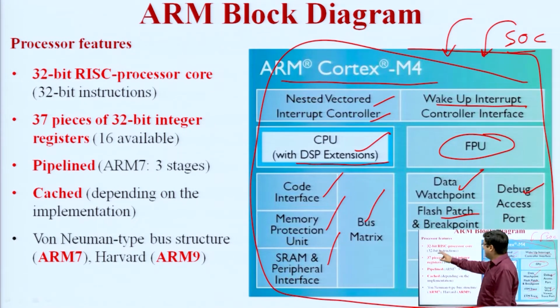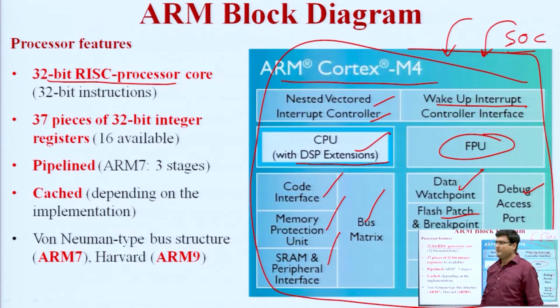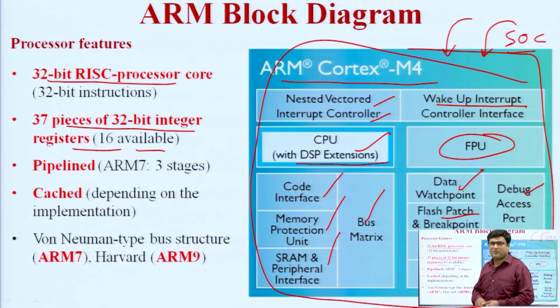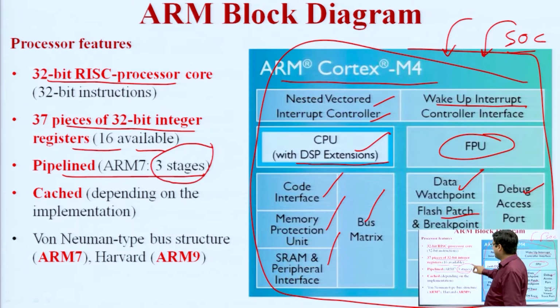The key feature of this processor is that it is a 32-bit RISC processor. It has a 32-bit instruction set. It has 37 32-bit integer registers, so each register is 32 bits. Out of these 37, only 16 registers are available for the operation of the ARM processor. It has a pipeline structure. There are 3 stages of pipelining: fetching, decoding and execution.